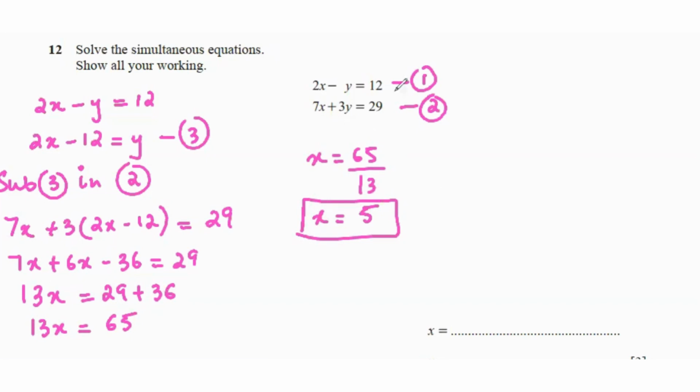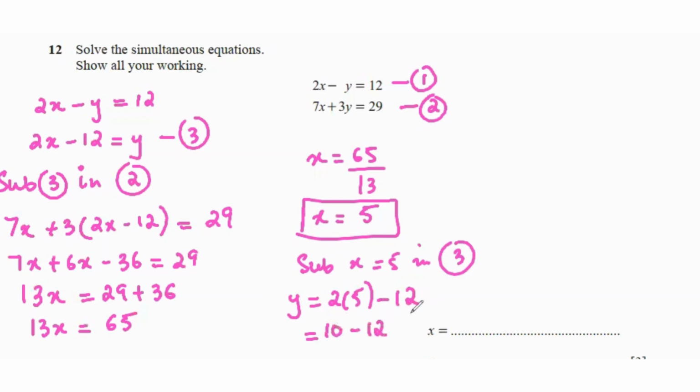So x is 5. Now to find the value of y, we'll substitute x equals 5 into your third equation. So that's going to be y equals 2 times 5 minus 12, 10 minus 12, and that is equal to negative 2. So x is 5 and y is negative 2.